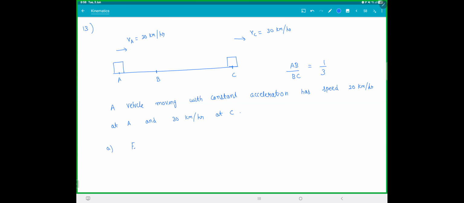First question, find the speed at B. It's going in a straight line. We are just doing 1D for now. Second question, find the ratio of time to go from A to B by time taken to go from B to C.